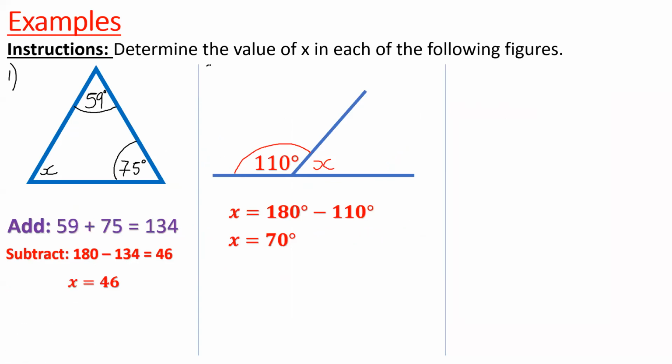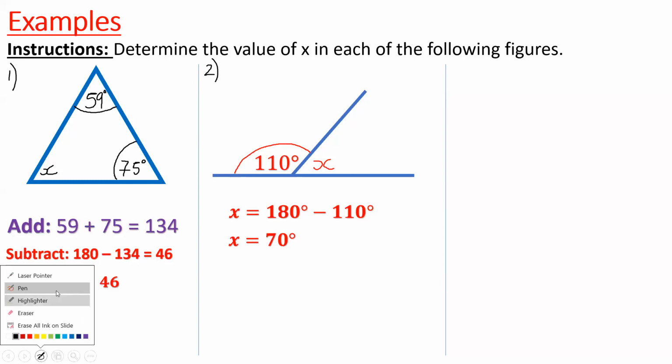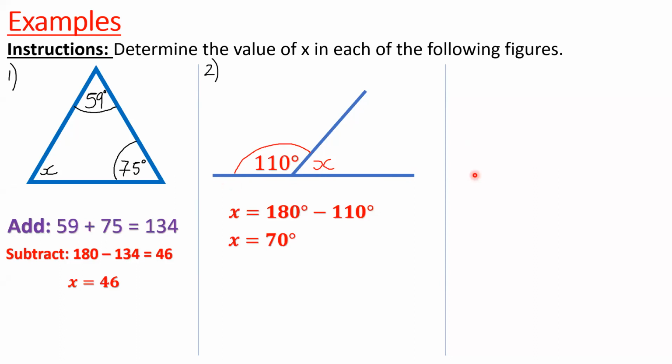All right, so x is going to be equal to 70 degrees, right? How do we get 70 degrees? Because 180 minus 110 is going to be equal to 70 degrees. We know that angles on a straight line at a common point add up to 180 degrees. And so the answer here is 70.